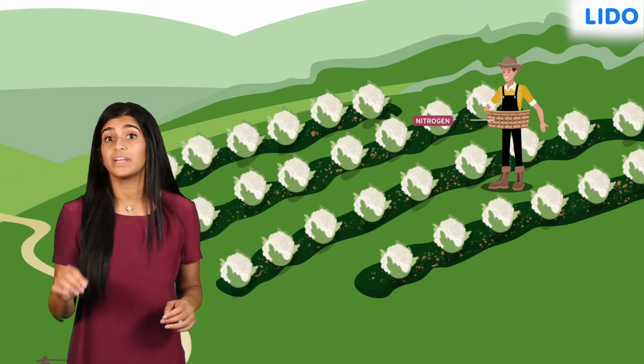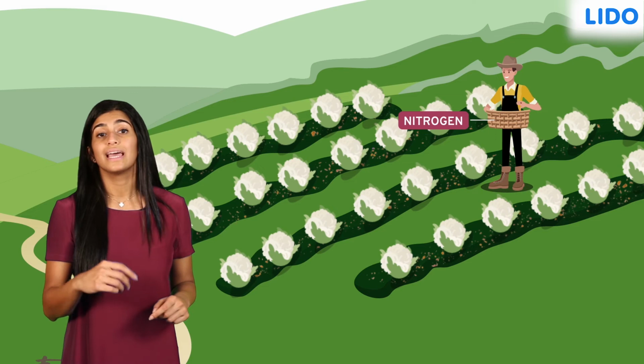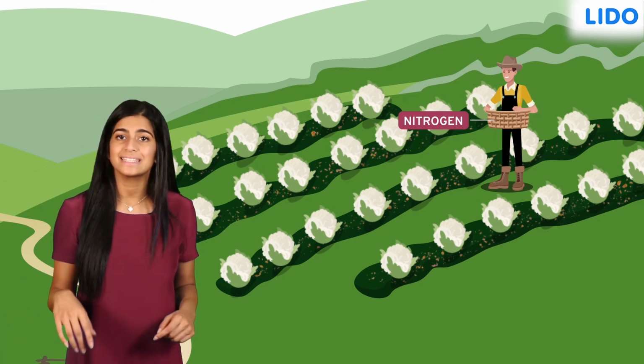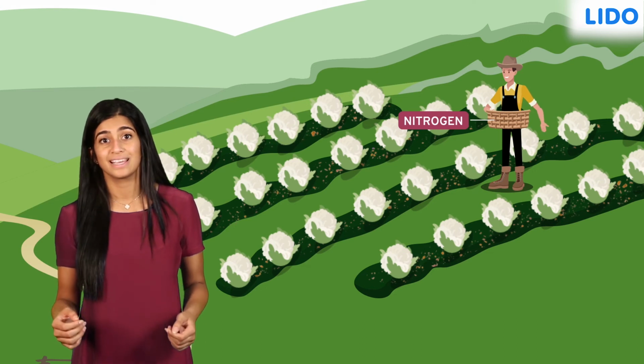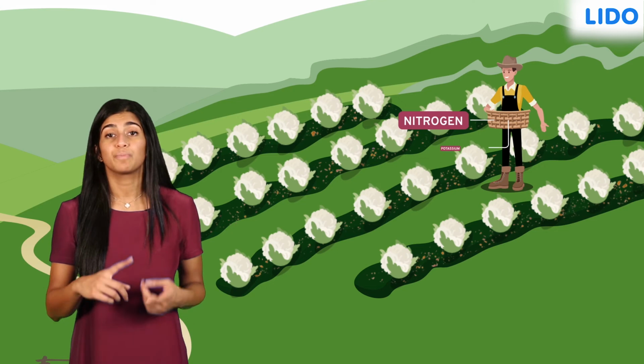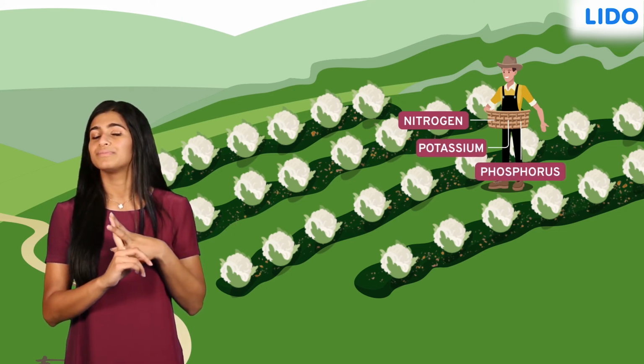Fertilizers also contain nitrogen in the form of nitrates. Therefore, farmers also add fertilizers to the soil to help replace the nitrogen that has been used by plants. Fertilizers contain other minerals that plants require, such as potassium and phosphorus.